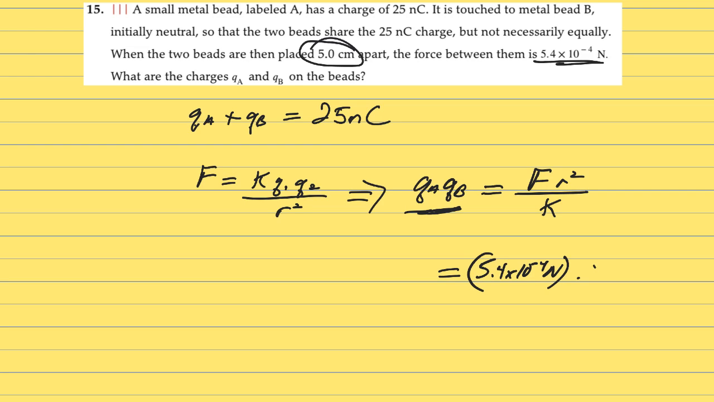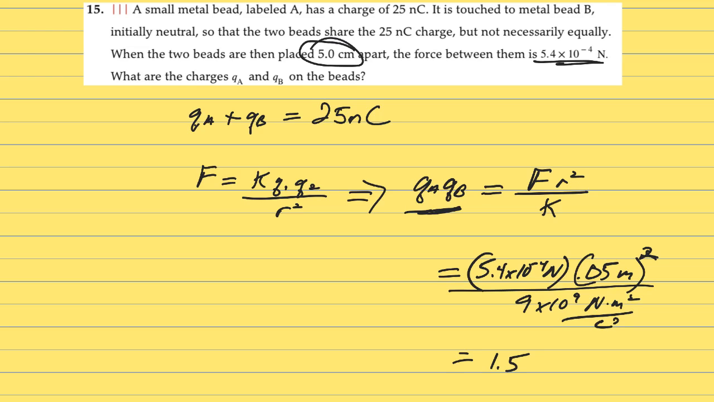So 0.05 meters. Remember, you've got to square that. Nice square. And our K is still 9 times 10 to the 9th newton meters squared over coulomb squared. Throw that in your handy dandy calculator and you get 1.5 times 10 to the negative 16th. And that's what QA times QB equals.